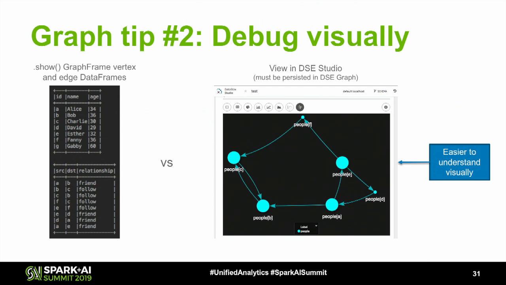In this case, I'm showing DataStax has this DSE Studio that you can connect to their graph. So it makes it a lot easier to see what's actually going on in that graph. I know there are other tools out there that can do the same thing.